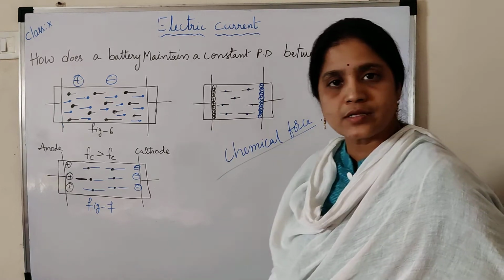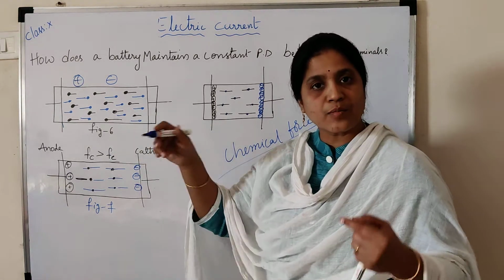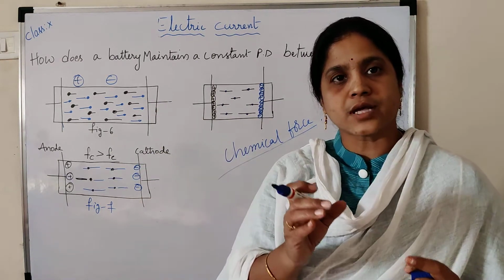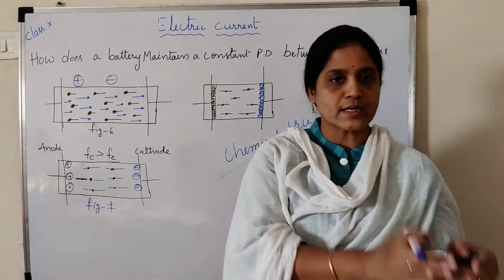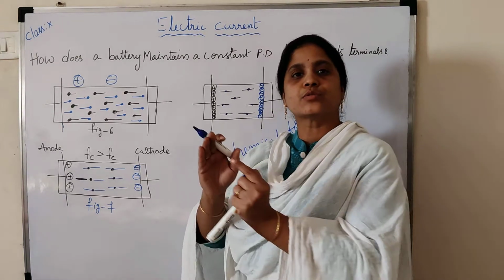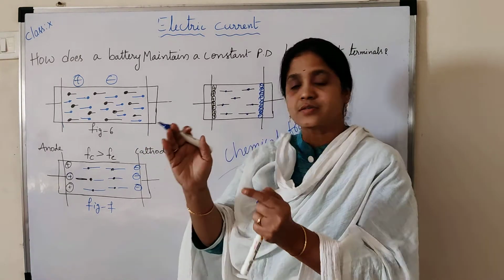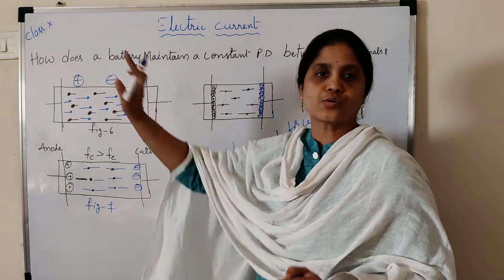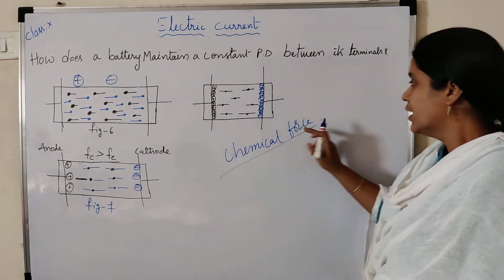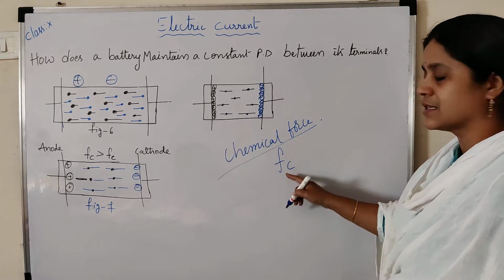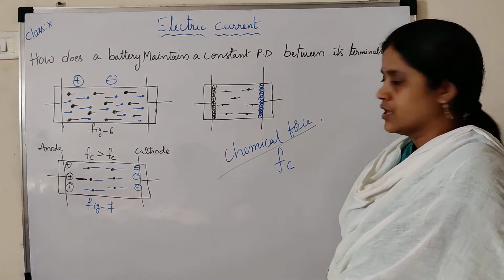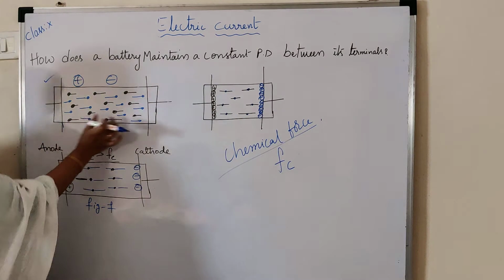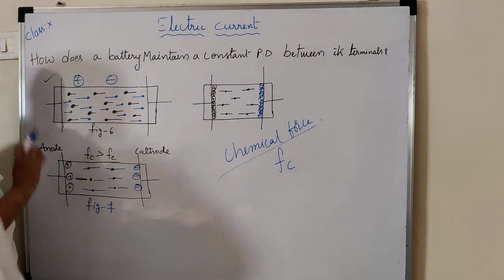Once again, I am repeating this point. This electrolyte makes the ions in a battery move to one side: all the positive ions to one side and all the negative ions to the other side. To move the ions to their respective electrodes, this chemical force helps. This chemical force is represented by the letters F and C. Now initially the battery is in this condition. You can find this diagram in your textbook.